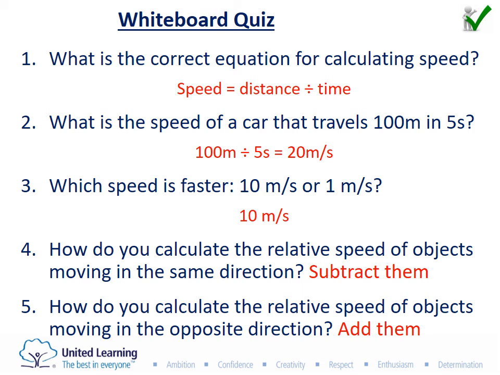Speed of a car that travels 100 meters in 5 seconds, so 100 divided by 5 is 20 meters per second. Again, notice how it's meters per second. Which speed is faster, 10 or 1? Well, it's obviously 10 meters per second because you're covering 10 meters every second. And then subtract from number 4, add for number 5.